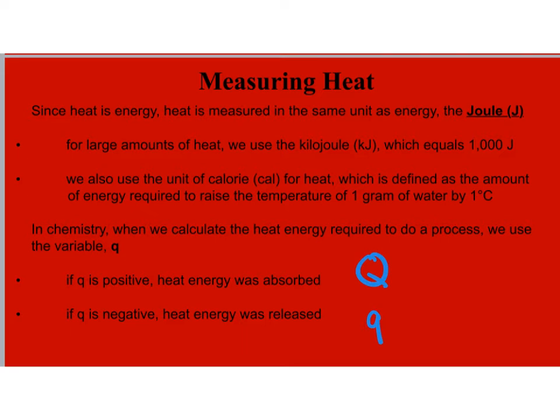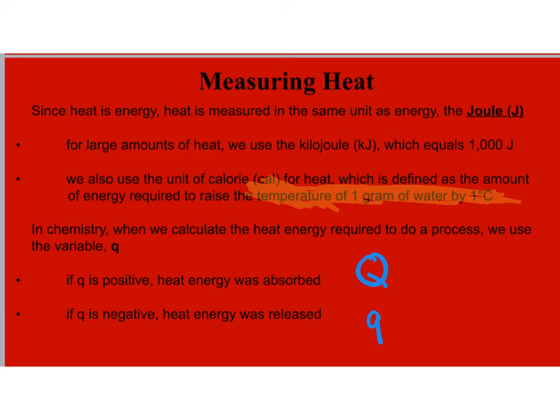The other unit we use sometimes for heat energy is the calorie. And the calorie has a really unique definition. The calorie is defined as the amount of energy required to raise the temperature of 1 gram of water by 1 degree Celsius. So that's 1 calorie: the energy required to raise 1 gram of water by 1 degree Celsius. So we have to talk about Q for a second.